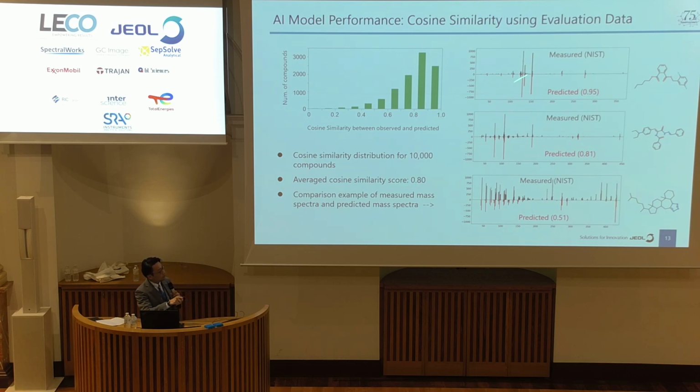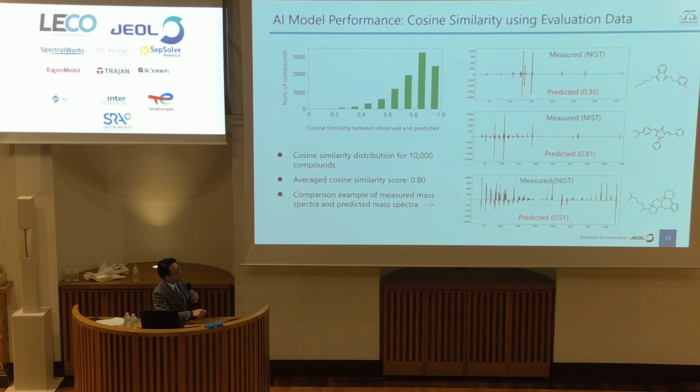And this is just an example of this kind of evaluation data. In the top one, black means the measured real mass spectrum from the NIST database. And the red mass spectrum is the predicted mass spectrum using our AI model. And we got a very good cosine similarity score for these structures. Okay? So you can see almost all fragment ion patterns are correct.